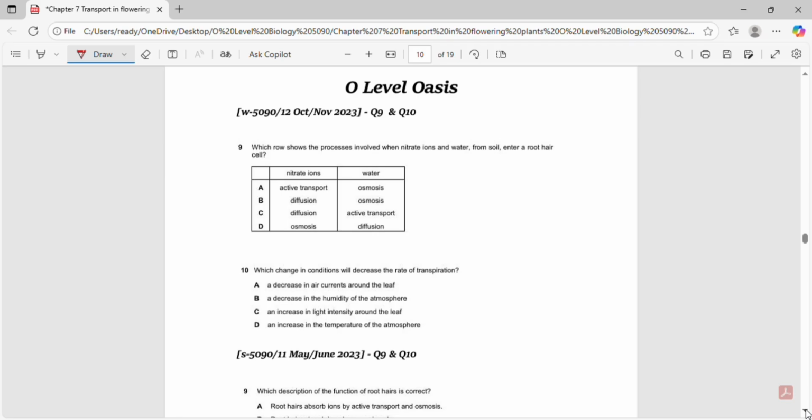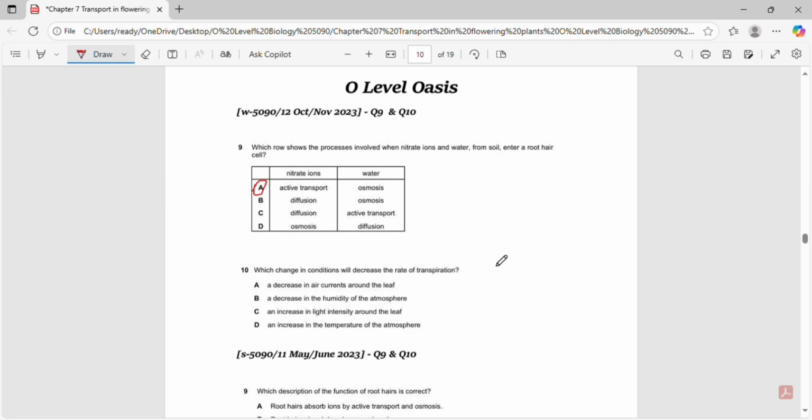Next we have the MCQ, which says, which row shows the processes involved when nitrate ions and water, from soil, enter a root hair cell? If we think through this, nitrate ions are mineral ions, and they are absorbed into the root hair cell against the concentration gradient, so they require active transport. On the other hand, water moves into the root hair cell by osmosis, because water moves down its water potential gradient. So, out of all the options, option A is correct.